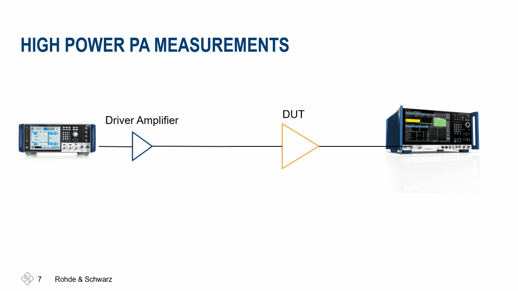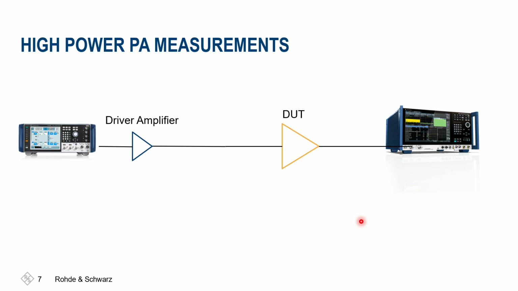Basically what we see here in the block diagram, we have a vector signal generator that provides the stimulus, in this case a wideband modulated signal. We have two amplifiers that I'm going to focus on in a minute, and we have the FSWX signal and spectrum analyzer as the receiver of the output signal on the right-hand side.